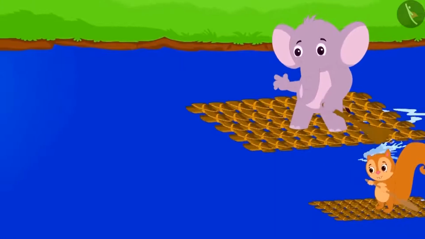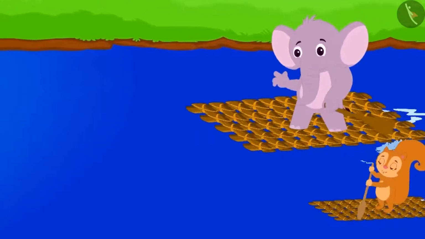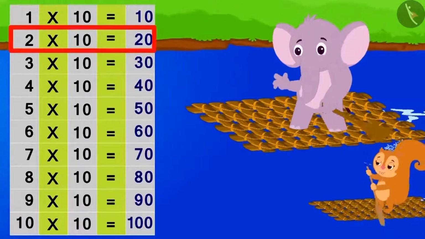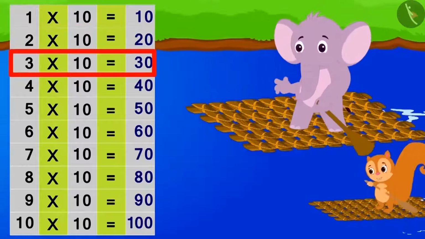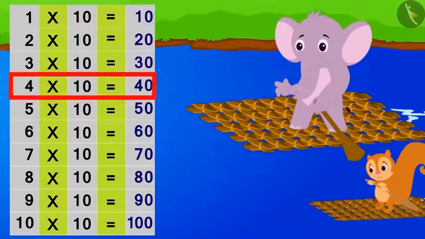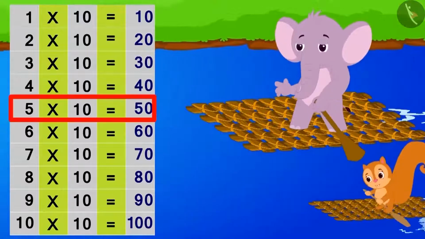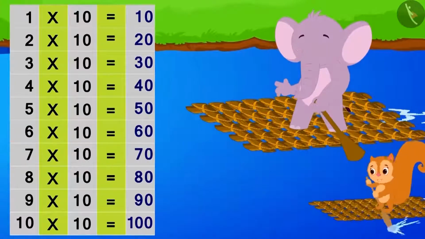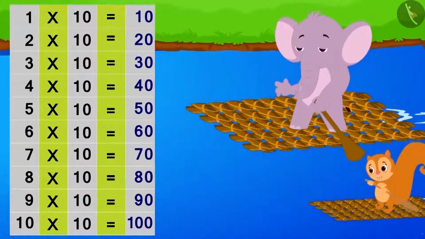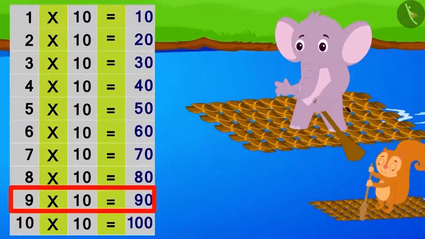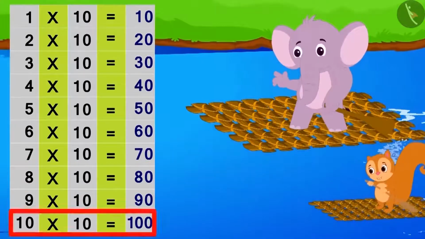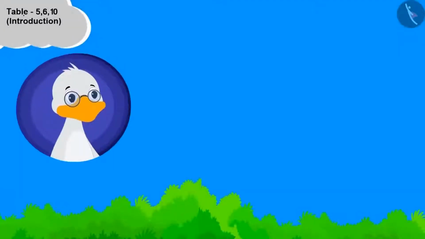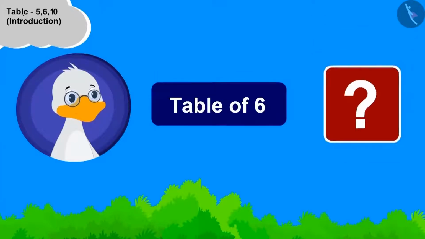Come children, let's repeat the table of 10 with them. 10 ones are 10, 10 twos are 20, 10 threes are 30, 10 fours are 40, 10 fives are 50, 10 sixes are 60. 10 sevens are 70. 10 eights are 80. 10 nines are 90. 10 tens are 100. Children, can you build the table of 6 by using the method taught by Uncle?